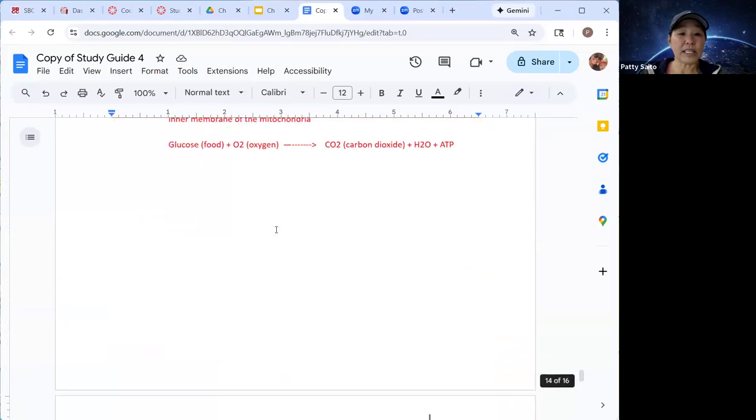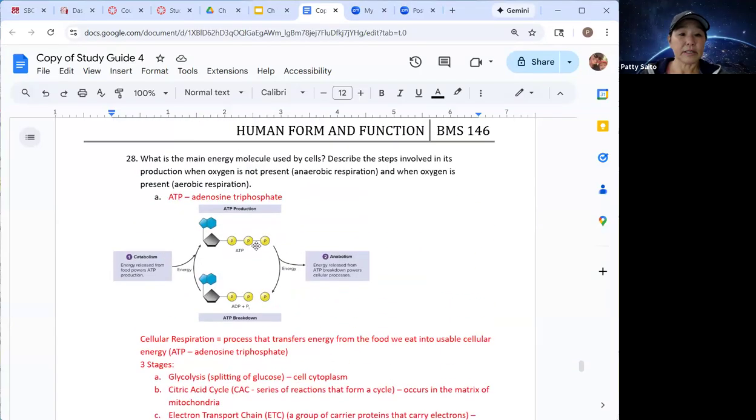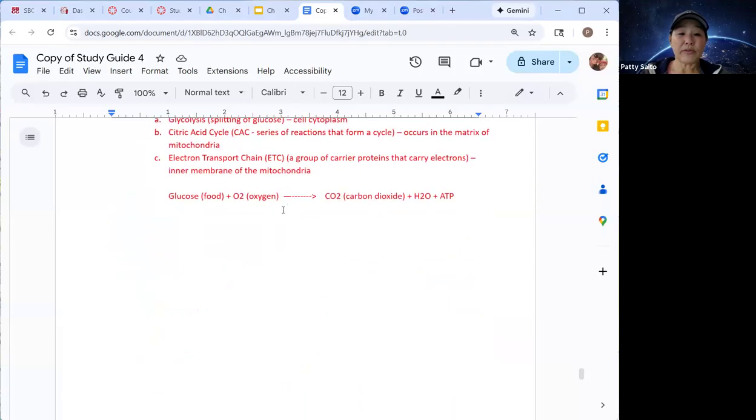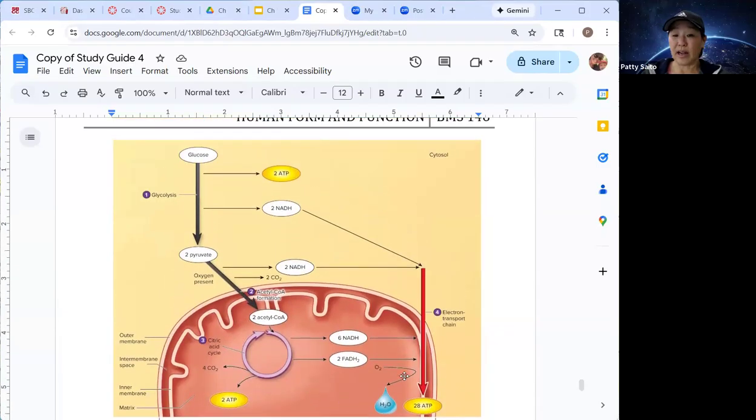Now part of that question, we didn't actually answer all that. Where's the rest of the question? Describe the steps involved in the production of ATP when oxygen is not present and when oxygen is present. So what we set up here is when oxygen is present, right? So here's oxygen, when you have plenty of oxygen. But there are times when you might not have enough oxygen to produce the energy that you need.